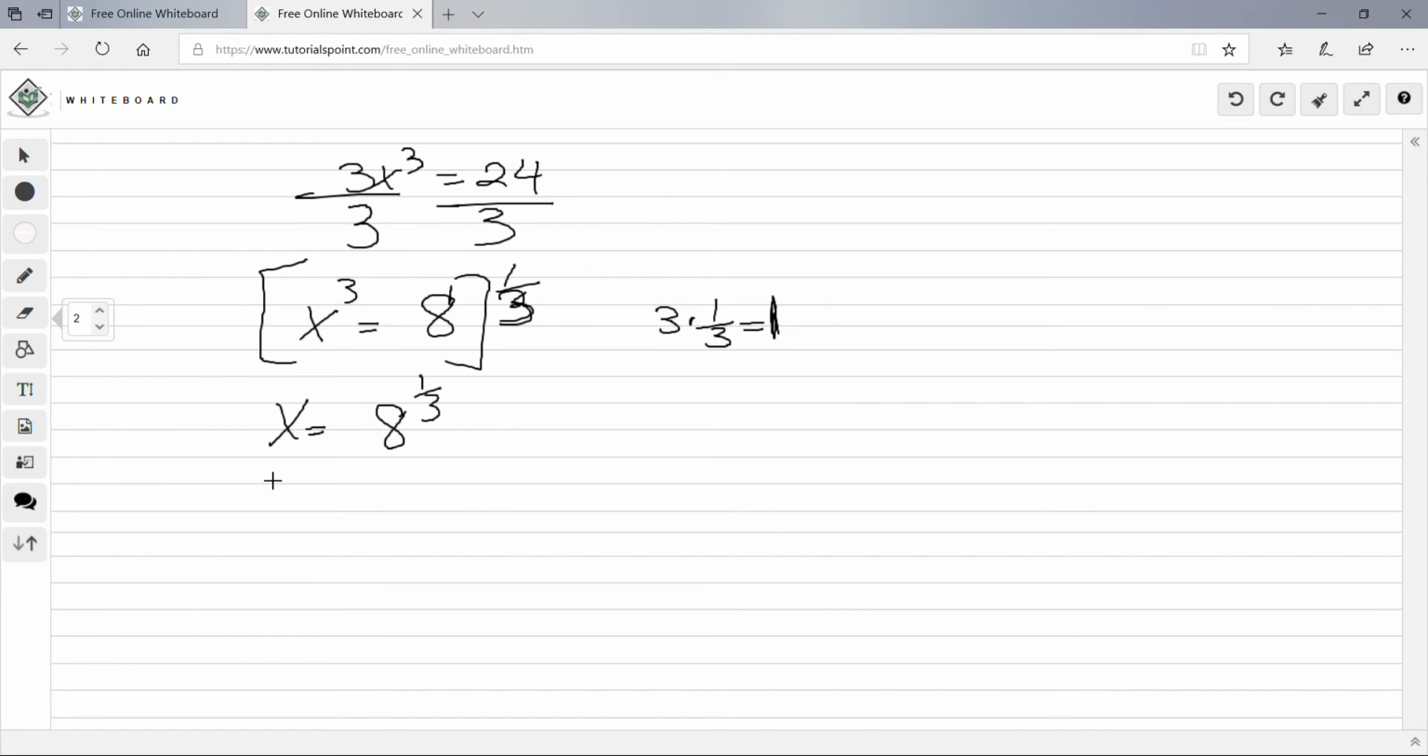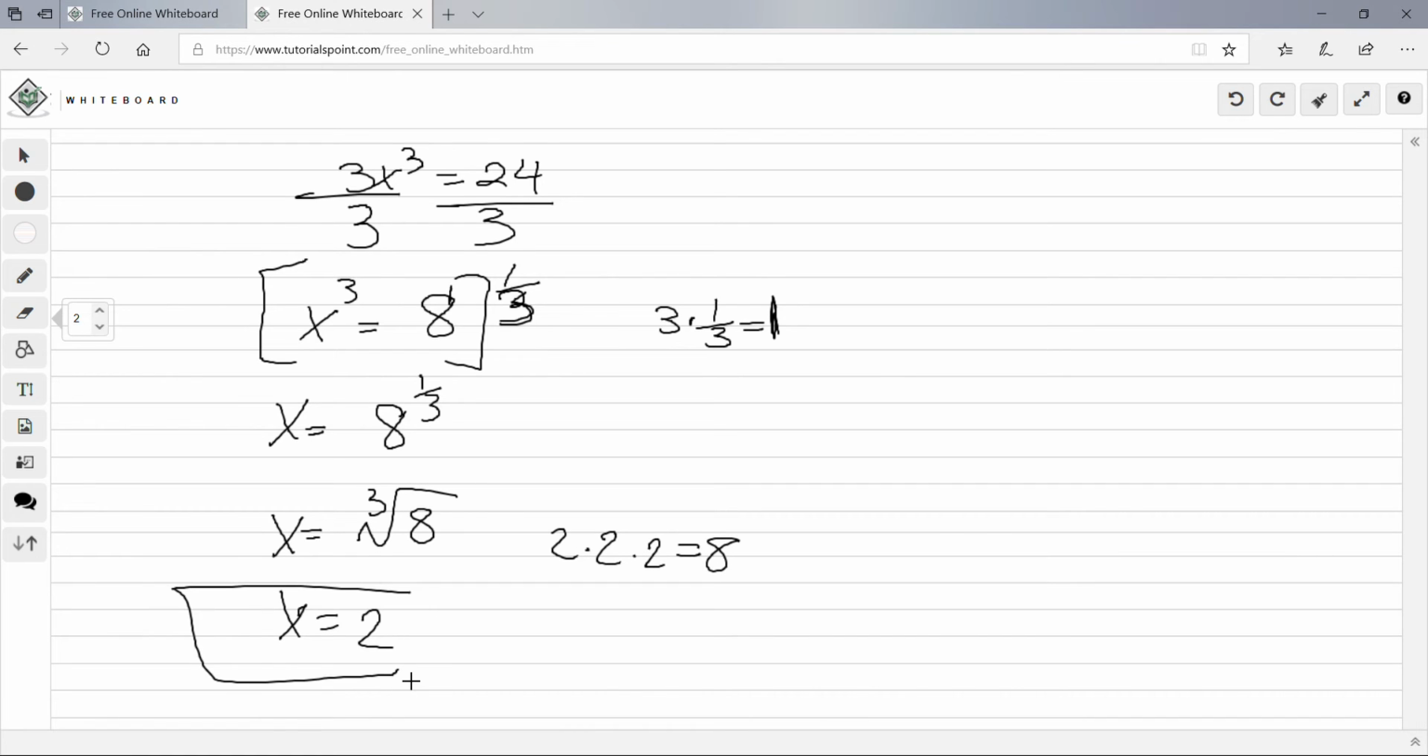Okay, so we're almost there. That's like saying the cube root of 8. What number multiplied by itself 3 times gives you 8? It would be 2, because 2 times 2 times 2 is 8. So it's just 2, and that's your final answer.